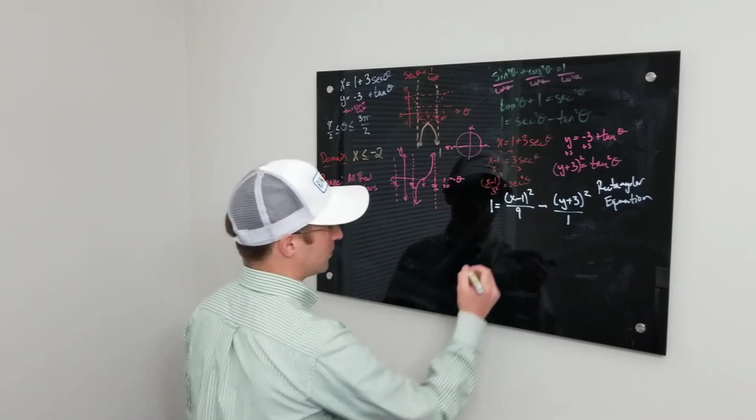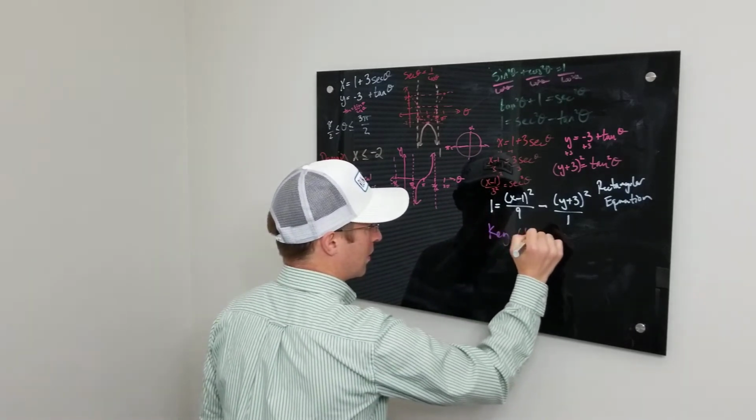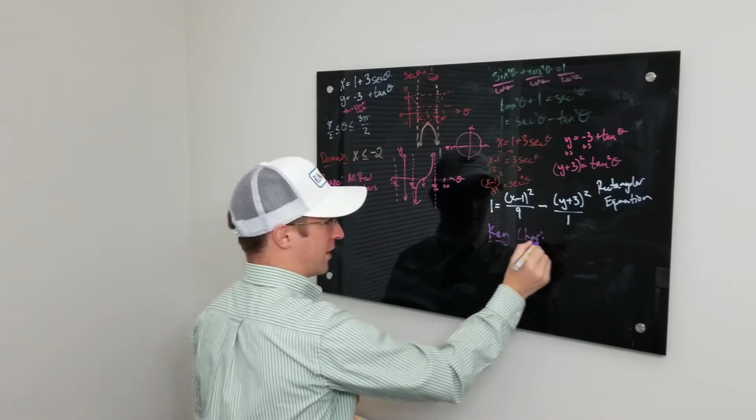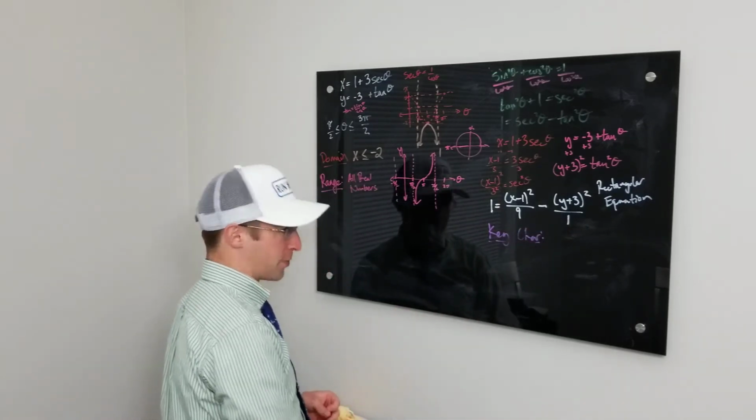Get purple. Key characteristics. Oh yeah, I forgot purple's kind of squeaky. Let's not use squeaky purple.